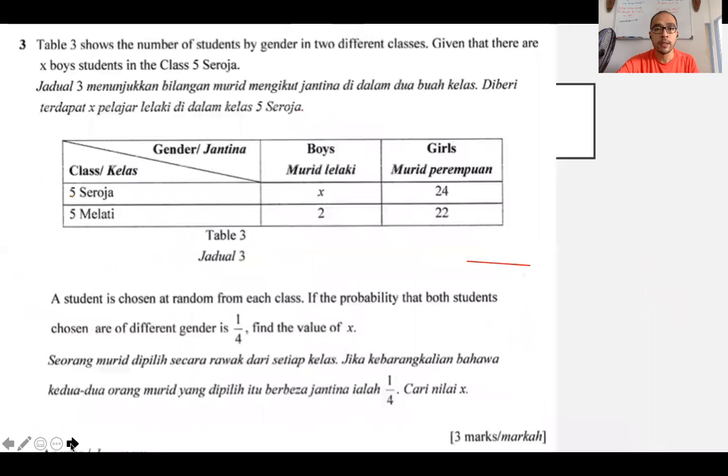All right. Question number 3. Table 3 shows this one. So you have 2 classes, 5 Seroja and 5 Melati. And then each have boys and girls. So the question is again this lah. What question is this? What chapter is this from?